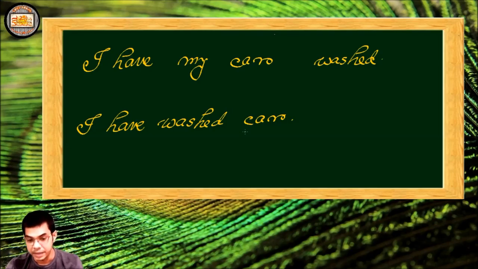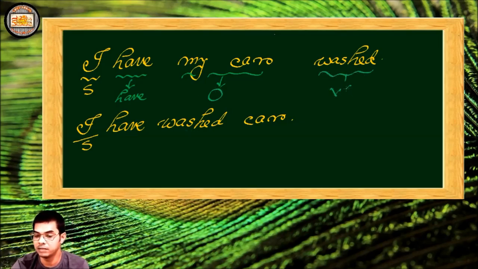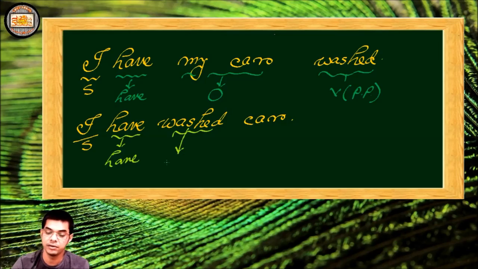How to find out if the sentence is in present perfect construction, obviously active, how we can determine whether this is an active sentence or a passive sentence. For this, here we have this comparison. Just compare this. In both the cases, the subject remains the same, I. Then you have used have here, and then my car, and that's obviously an object, and then you have used the main verb with past participle form. And if we consider what happens in the second sentence, here also we have used have, and after the word have, actually here we have verb in past participle form, and then we have used the object car.